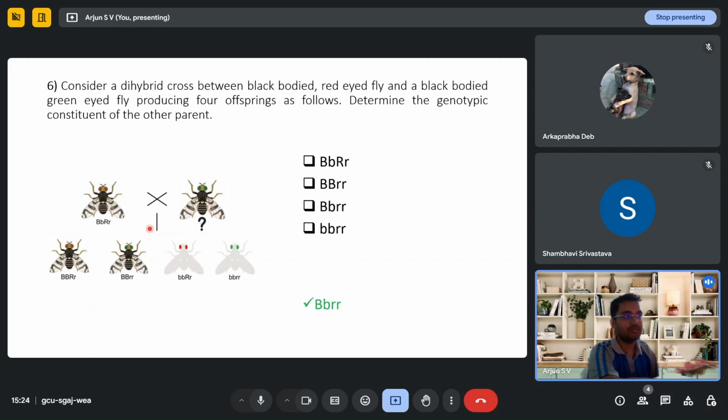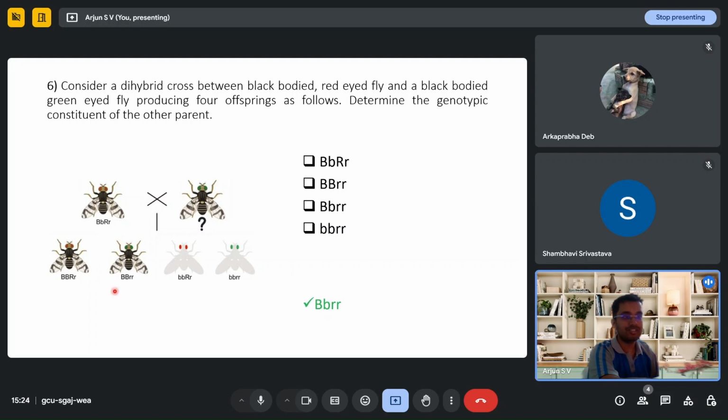So when you cross the heterozygous capital B small b with heterozygous capital B small b, you will get equal proportion of dominant as well as recessive traits. And on the other hand, if you cross the heterozygous dominant with a homozygous recessive, you will get equal proportions of heterozygous dominant and homozygous recessive. So the answer is capital B small b, small r small r.